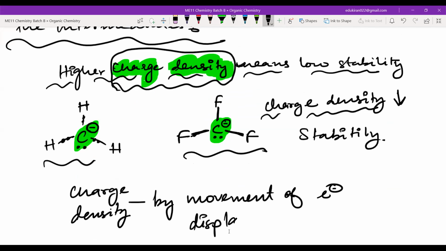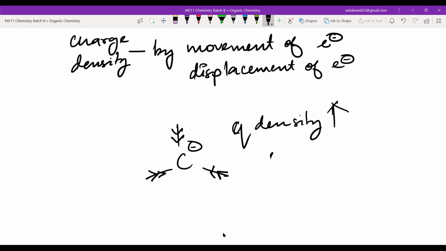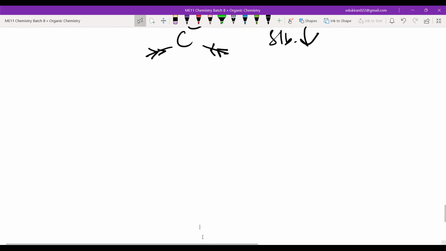What is happening in fluorine? Fluorine is displacing the electrons away from the carbon atom. That is why the charge density is decreasing, right? By the displacement of electrons. Now, let us say I attach this carbon, which has a negative charge, with some groups which are giving carbon some electrons. Then what will happen? The charge density of carbon, this negative charge, will increase, and the stability will decrease. So essentially what we need to learn is the displacement of electrons.